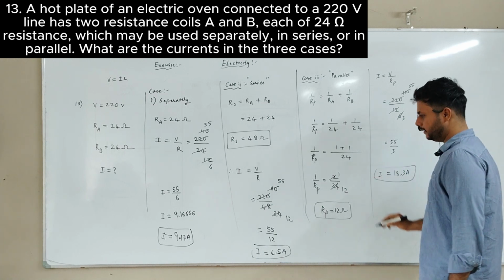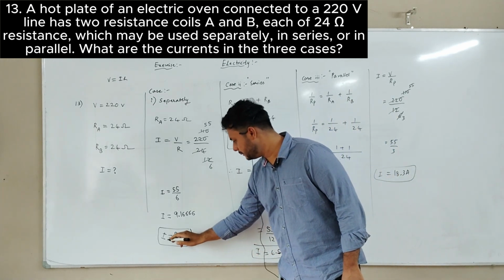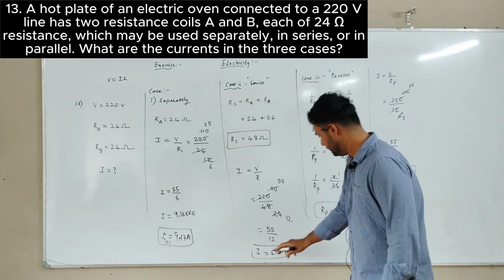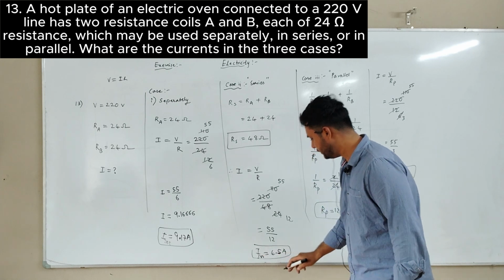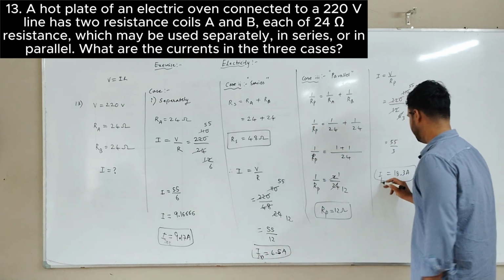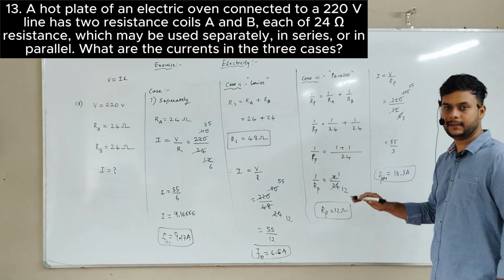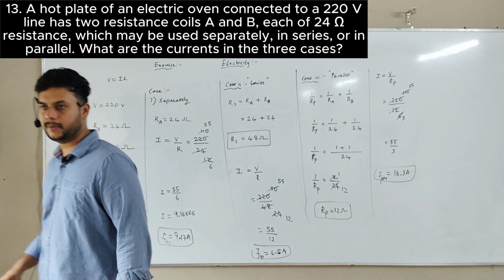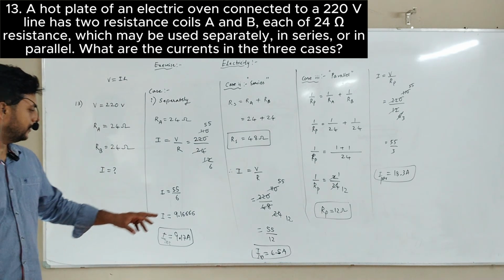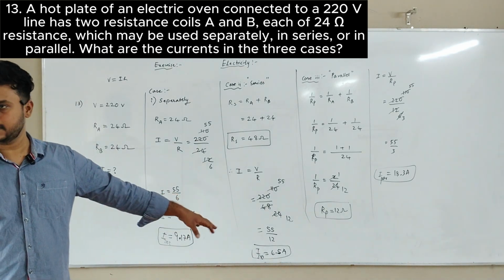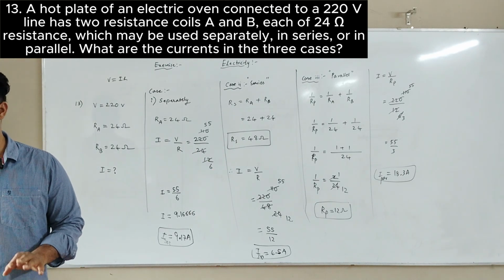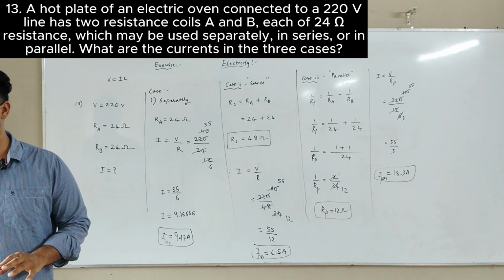So we can take current separately, current in series, and current in parallel. These are the three cases. In every case, you can see, when I used separately it was 9.17, when I took series it was 4.58, 4.6. When I did parallel, it was 18.3. Easy? Any doubts?